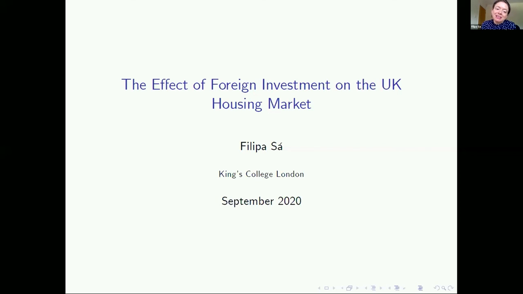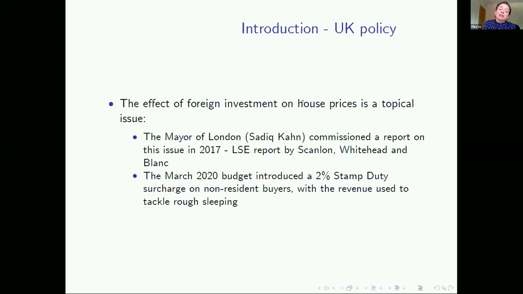Thank you very much. In this paper, I look at the effect of foreign investment on house prices using UK data. This is a topical issue. The Mayor of London, Sadiq Khan, commissioned a report on this issue in 2017, and that report was written by some researchers at the LSE. And in March 2020, the budget introduced a 2% stamp duty surcharge on non-resident buyers, with the revenue used to tackle rough sleeping. So if a non-resident buyer purchases a property in the UK, they have to pay the usual stamp duty tax plus a 2% surcharge.